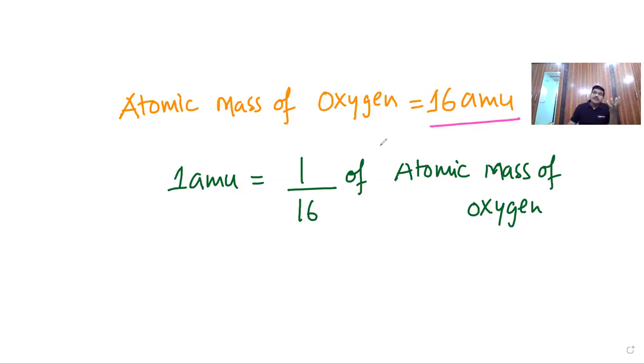What is the atomic mass of oxygen? Mass of 8 protons plus mass of 8 neutrons. The mass of a neutron is equal to the mass of a proton, that is 1 AMU. Total 8 plus 8, 16 AMU, 16 atomic mass units. If I want to express one atomic mass unit in terms of oxygen atomic mass, 1 by 16th of the atomic mass of oxygen is equal to 1 AMU. Is it clear? Okay. Now, let us apply this to the concept of mole.